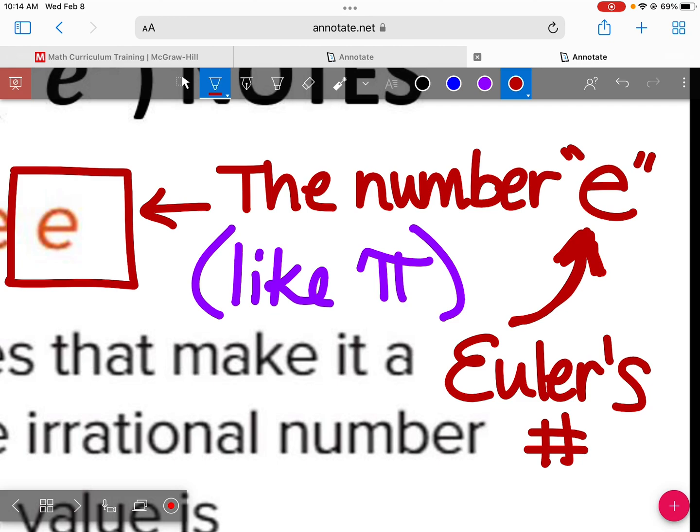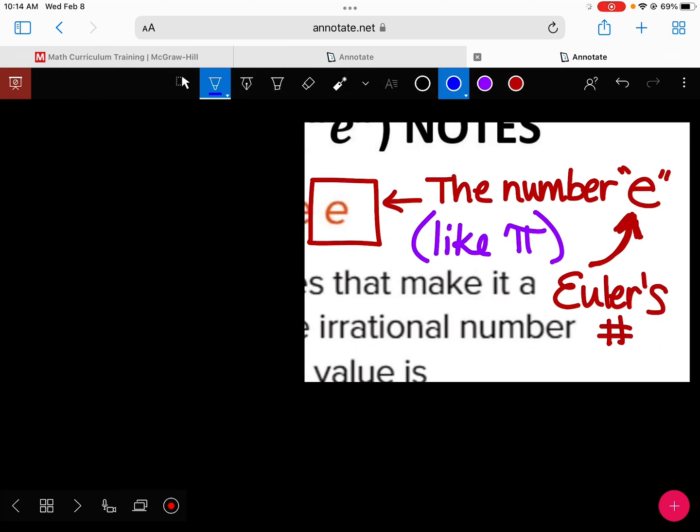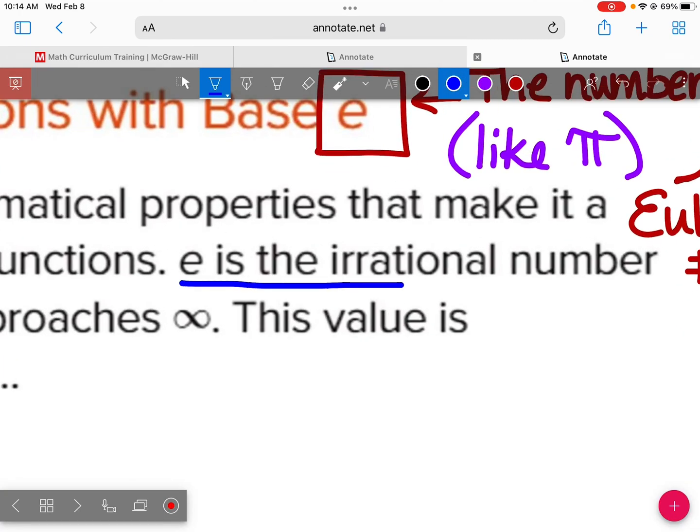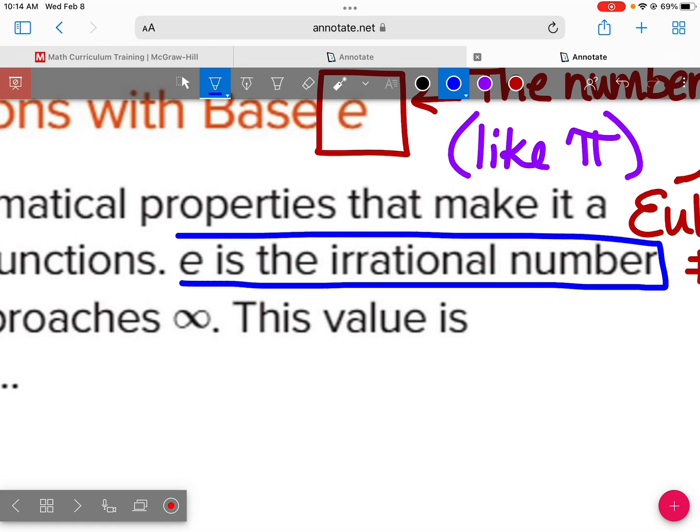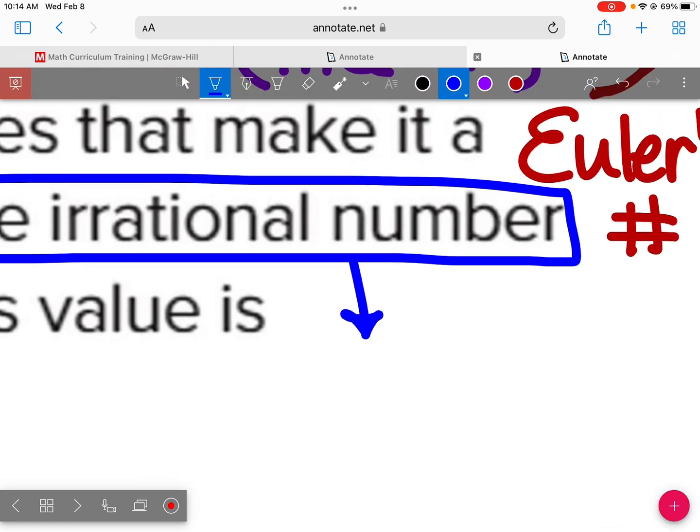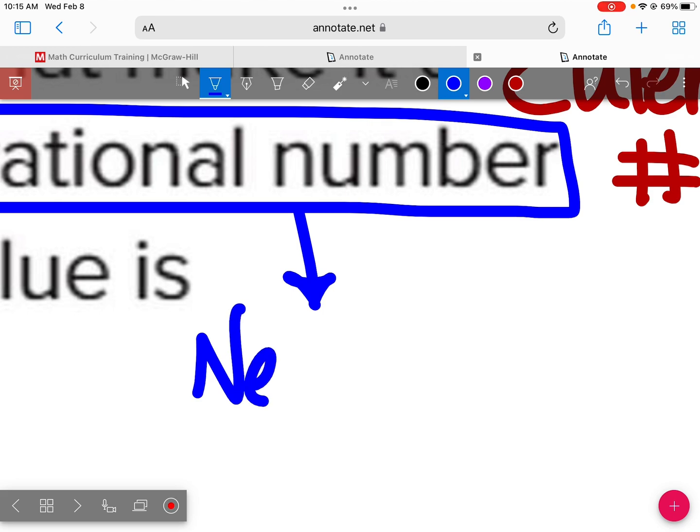But what I do expect you to remember is that E is a number. It's not just a letter, and it's not a variable. It's a number like pi is. There's all these different ways that we can talk about it. When they say E is irrational, that means it never stops and never repeats, like pi.